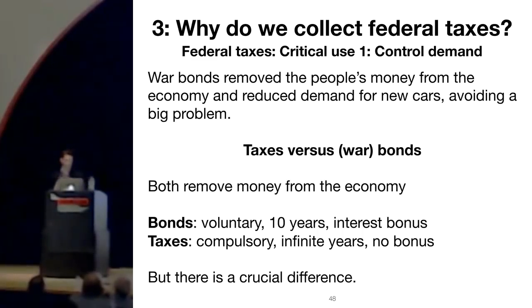So bonds are very similar to taxes. Both remove money from the economy. Bonds are voluntary, taxes are compulsory. Bonds have a specific length of time that the money leaves the economy. Taxes do not. The money for taxes leaves the economy for infinite length. It never comes back. And bonds offer a bonus of interest.